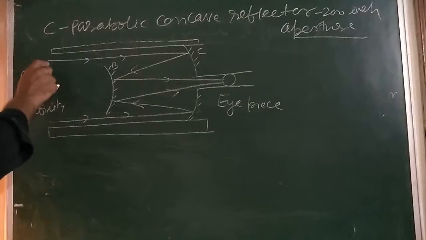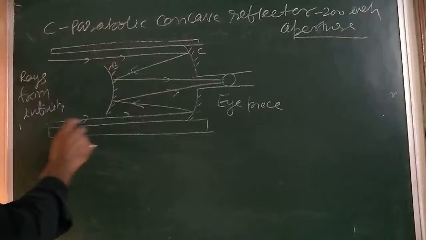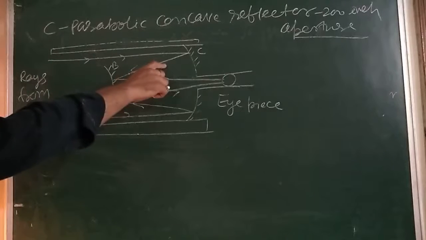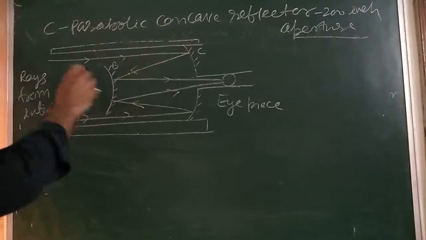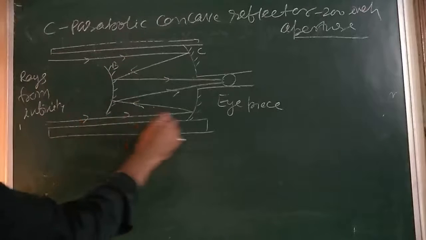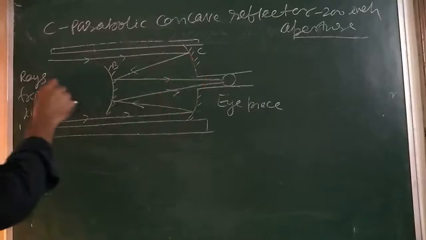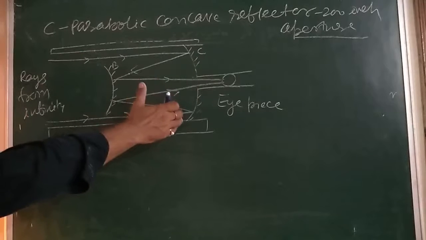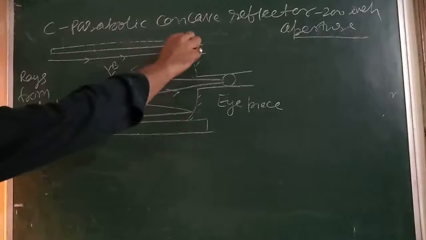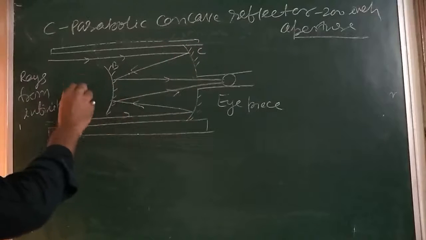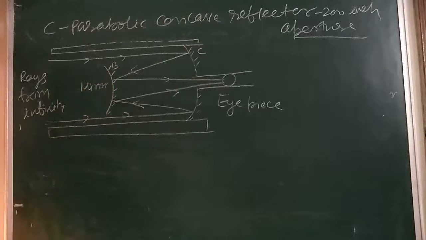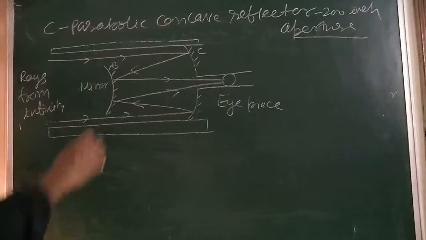Rays from a distant star are coming here, entering the telescope in a direction parallel to the principal axis of the mirror. This is the principal axis. They tend to collect at the focus of the mirror. इसके फोकस पर ये मिरर रखा हुआ है, एक दूसरा मिरर. Is it clear? At the focus F of the mirror.